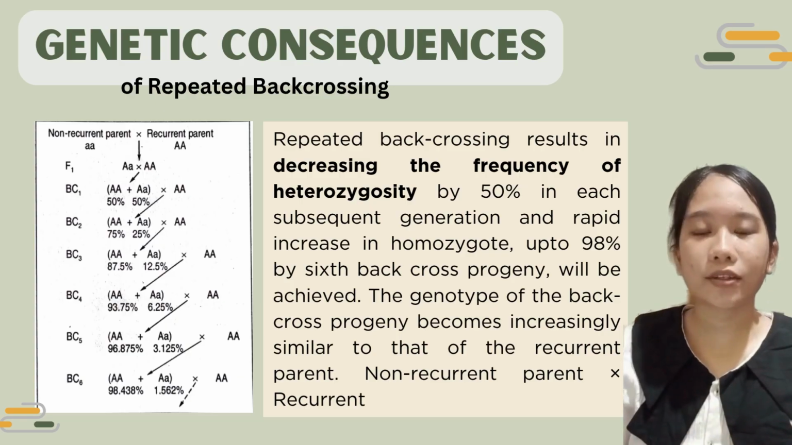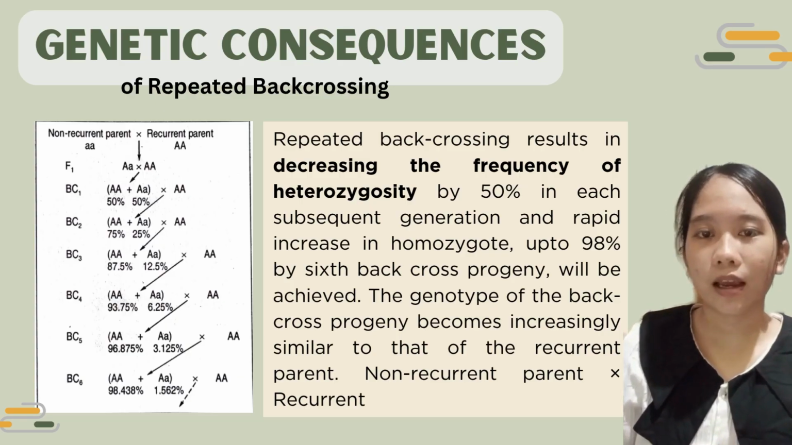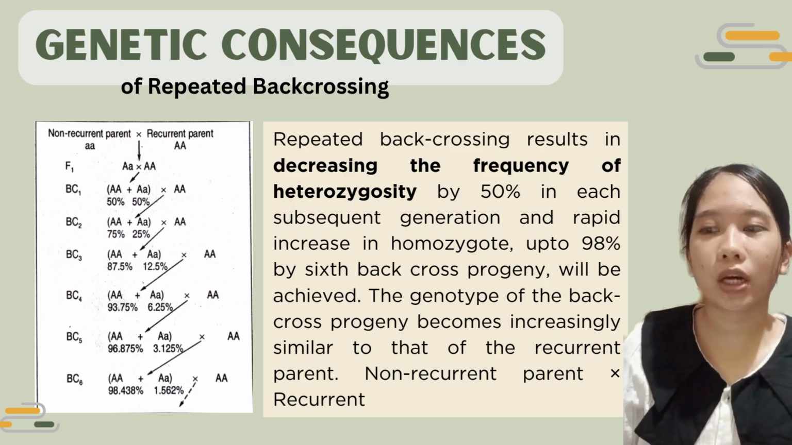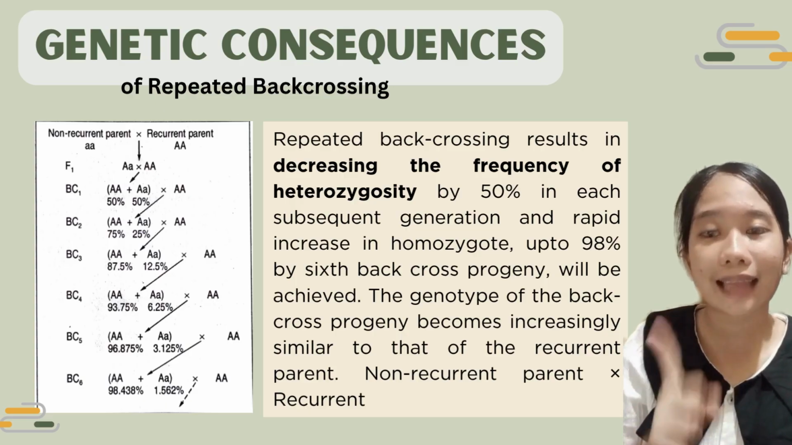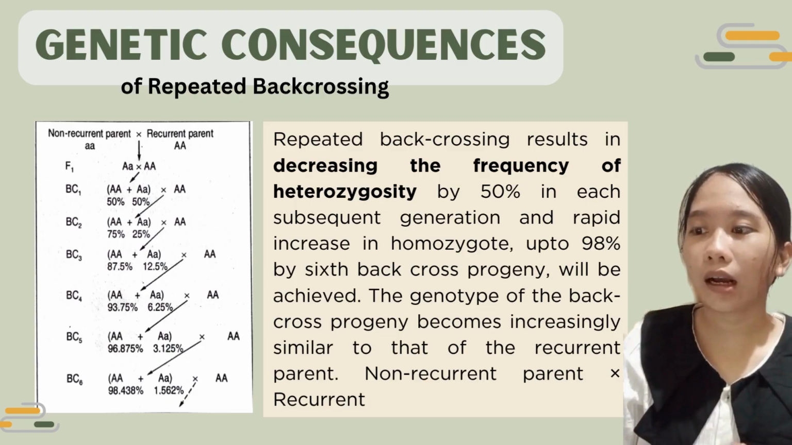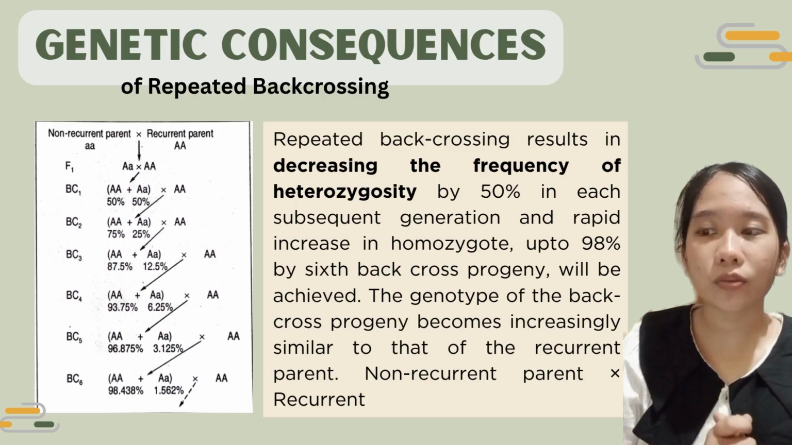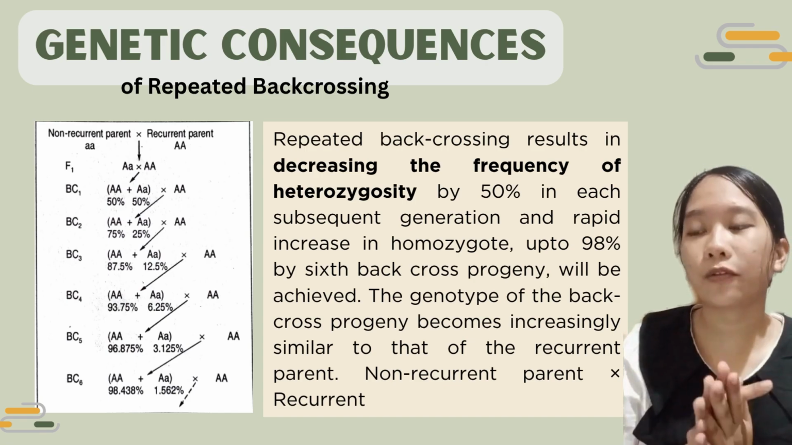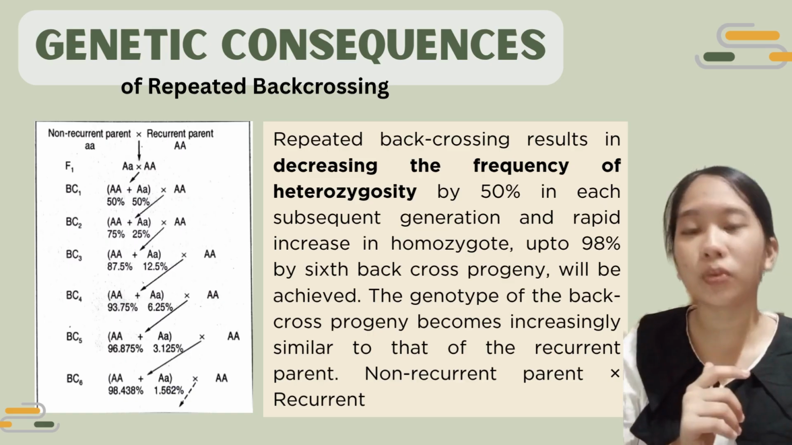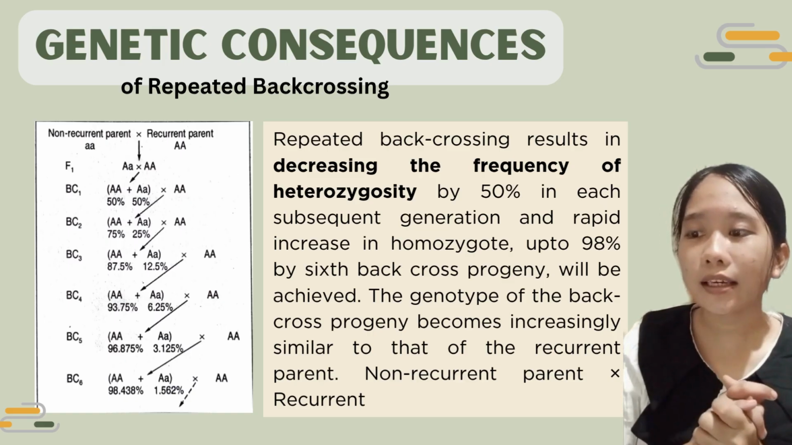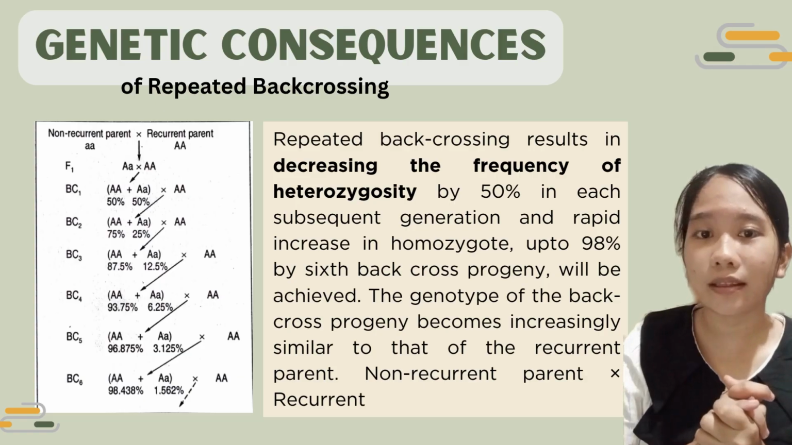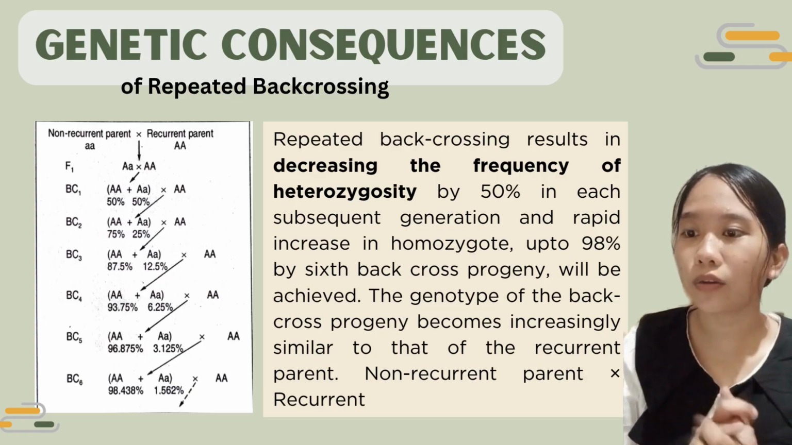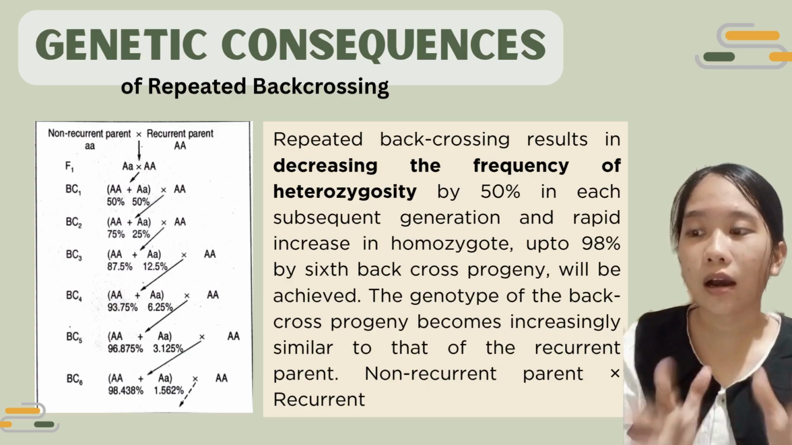Genetic consequences of repeated backcrossing. So as you can see in the picture on the left side of this slide, makita nga the non-recurrent parent is crossed with the recurrent parent. So akong ginayon ganina, katong from the F1, BC1, BC2 generation and so on, ang result is the homozygous dominant ni siya nga part.